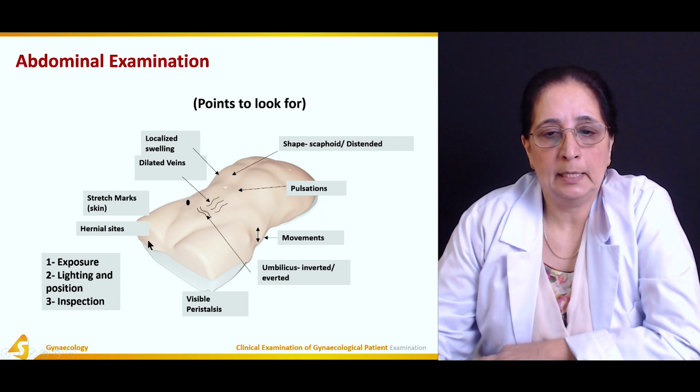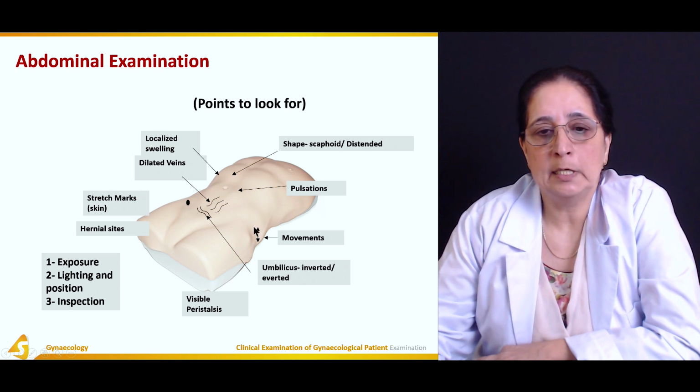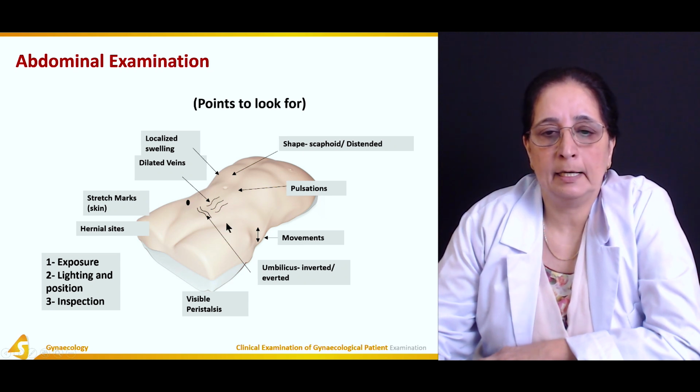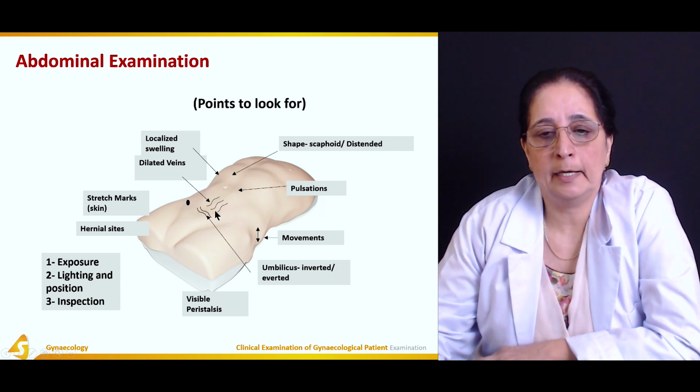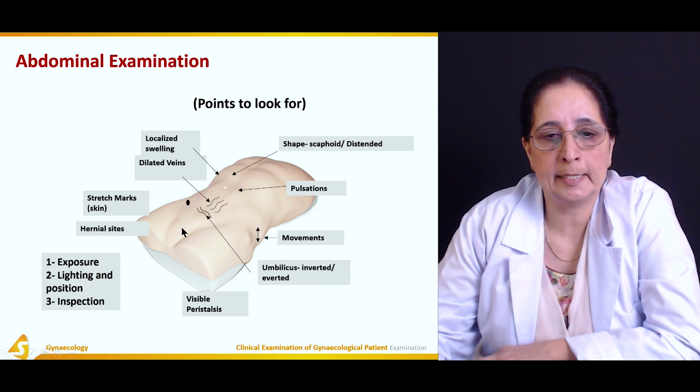In the abdominal examination, some points to look for. Usually there is pulsation, the shape of the abdomen, which is scaphoid or if it's distended, if there are any dilated veins, if there are any stretch marks, which are common after pregnancies.